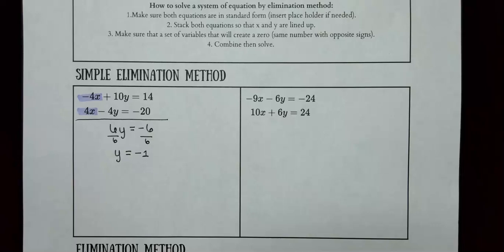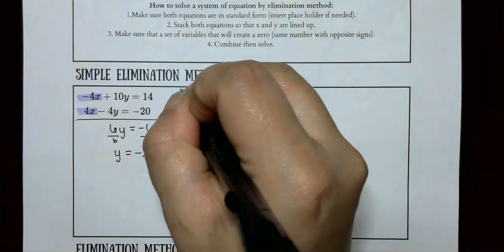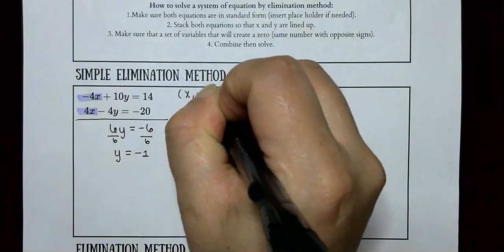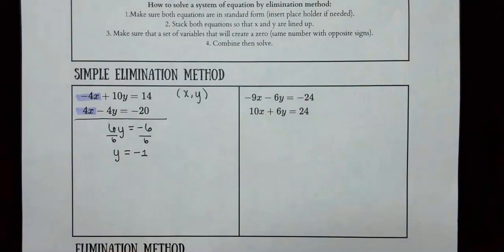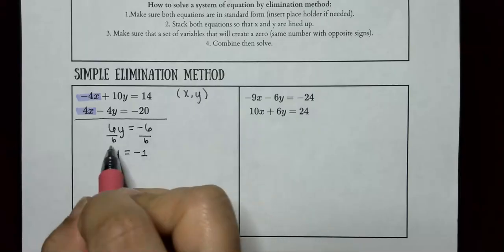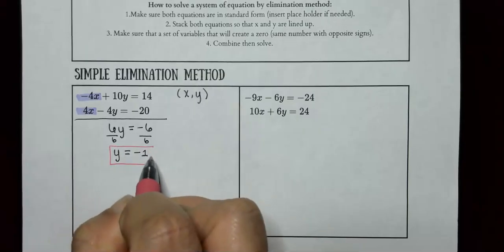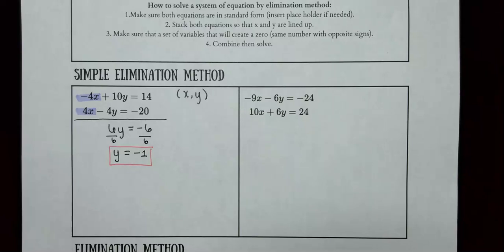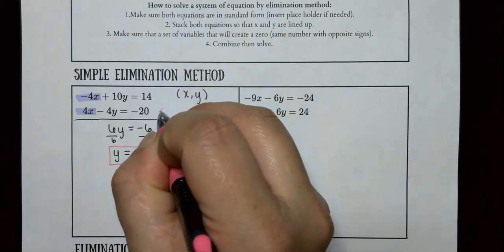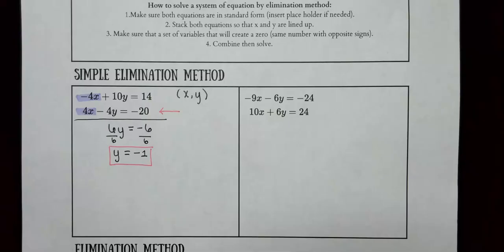If you look at the top, I have a couple steps. In order for us to be able to do the elimination method, we need our equations to both be in standard form. If we're missing a variable, we can use a placeholder 0 to hold its place. We're going to make sure that both of our equations are lined up and stacked one on top of the other. Notice that they're already like that because our x's and our y's are directly on top of each other. Then we're going to look at both our x's and our y's to make sure one of them will create a 0. We need them to have the same number but opposite signs, a positive and a negative.